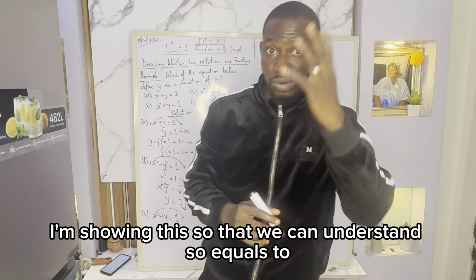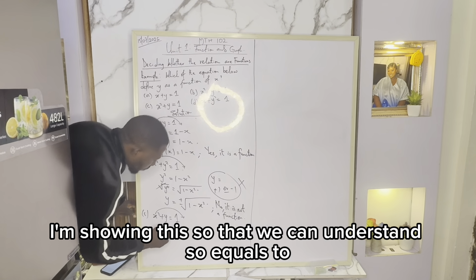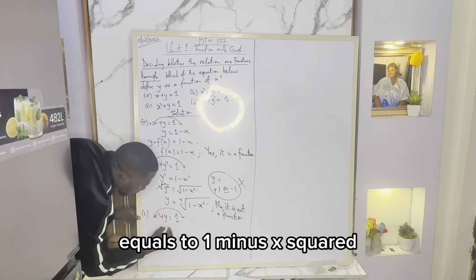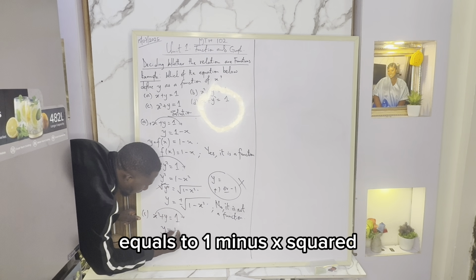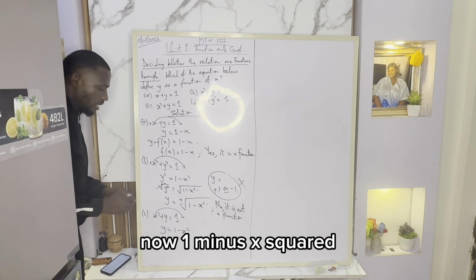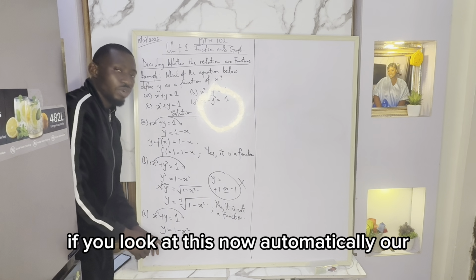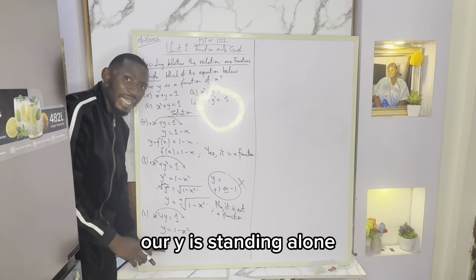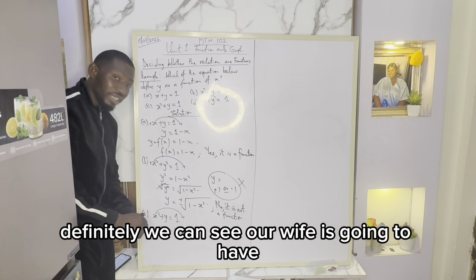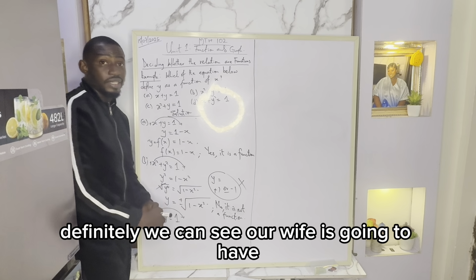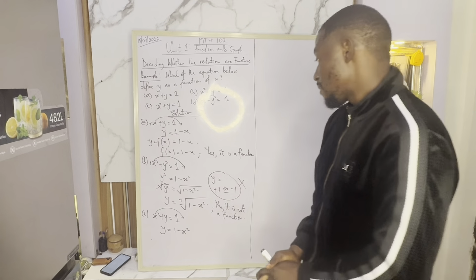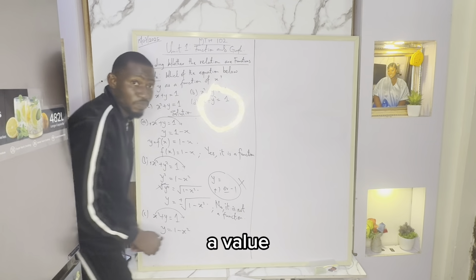I'm showing this so that we can understand. So y equals 1 minus x squared. If you look at this now, automatically our y is standing alone. Definitely we can see our y is going to have a value.